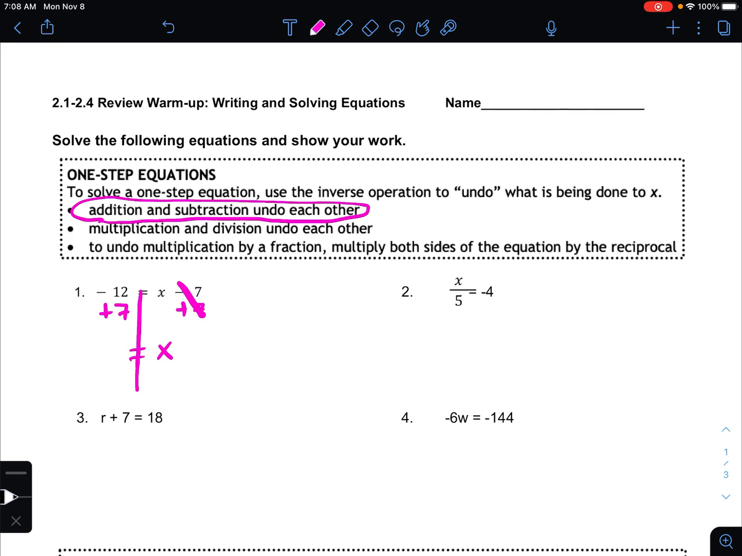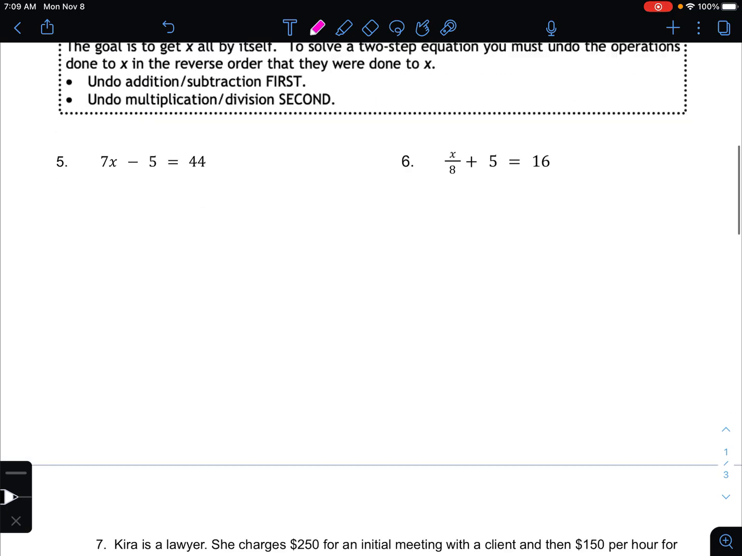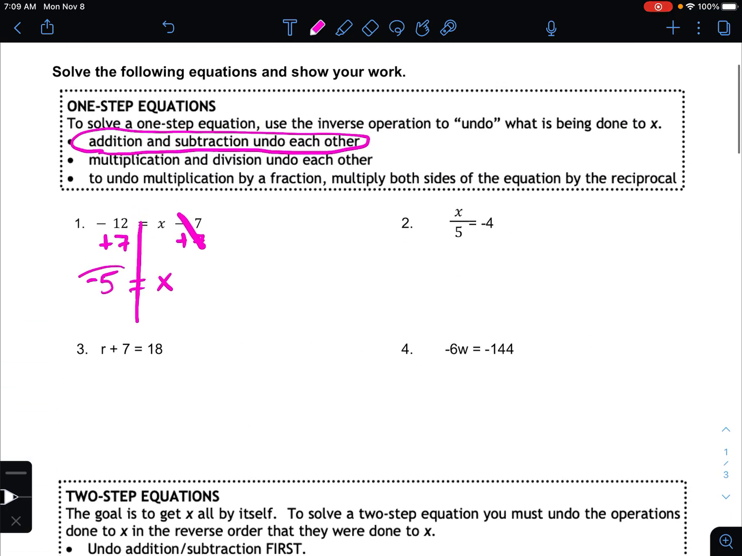But we have to always do the same thing to both sides of the equation to keep balanced. Right? So if you think about a scale, if you add 7 to one side, for the scale to stay balanced, you're going to have to add 7 to the other side. So negative 12 plus 7, think about your negative numbers, you're getting closer to 0 by 7 spots. So that would be negative 5. So negative 5 is equal to x, or x equals negative 5 is our solution. If you put in negative 5 for x here, negative 5 minus 7 is negative 12.